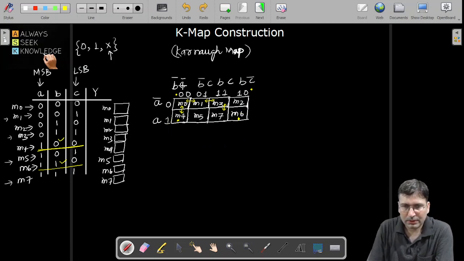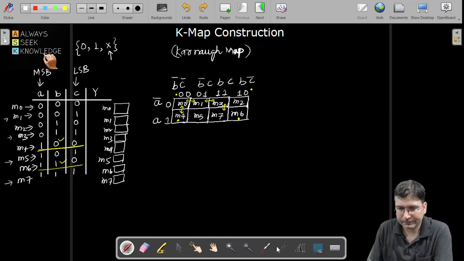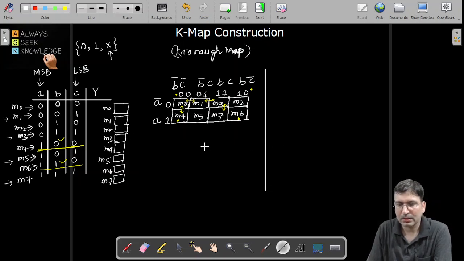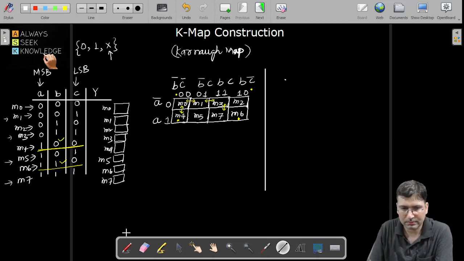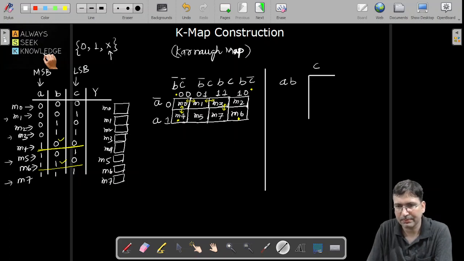Now if you draw the K-map for 2 variables, so this was for the 3 variables. There's another way to construct the K-map for 3 variables. You can take 2 variables this side and 1 variable that side. So if you do so, like if you are taking A and B this side and let's say C that side, how the K-map will look like, let's try to draw it for a 3 variable K-map.